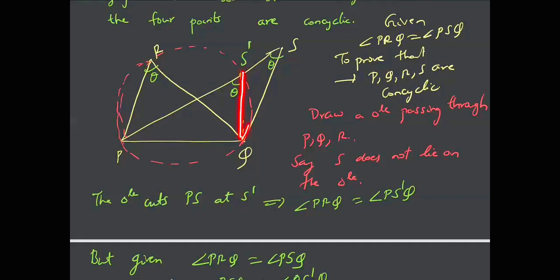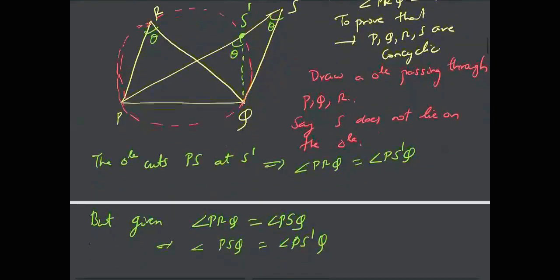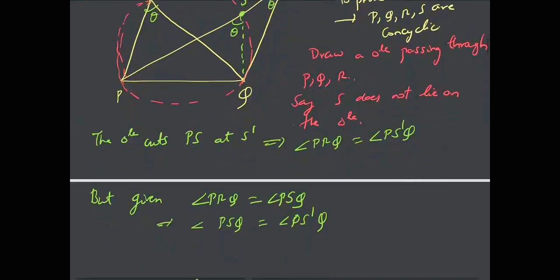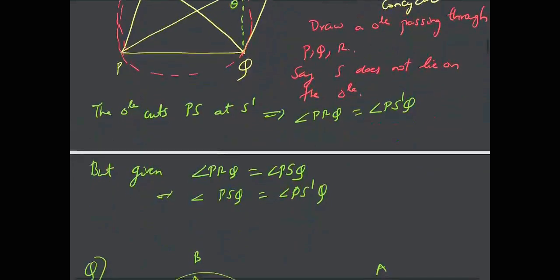Now consider this triangle QSS dash. If you consider this triangle QSS dash, you will see that this angle is an exterior angle, whereas this is an interior angle. So this angle QS dash P should in fact be the sum of this angle and this angle, right? So these two angles can't be equal in a triangle, because these are exterior and interior angles.